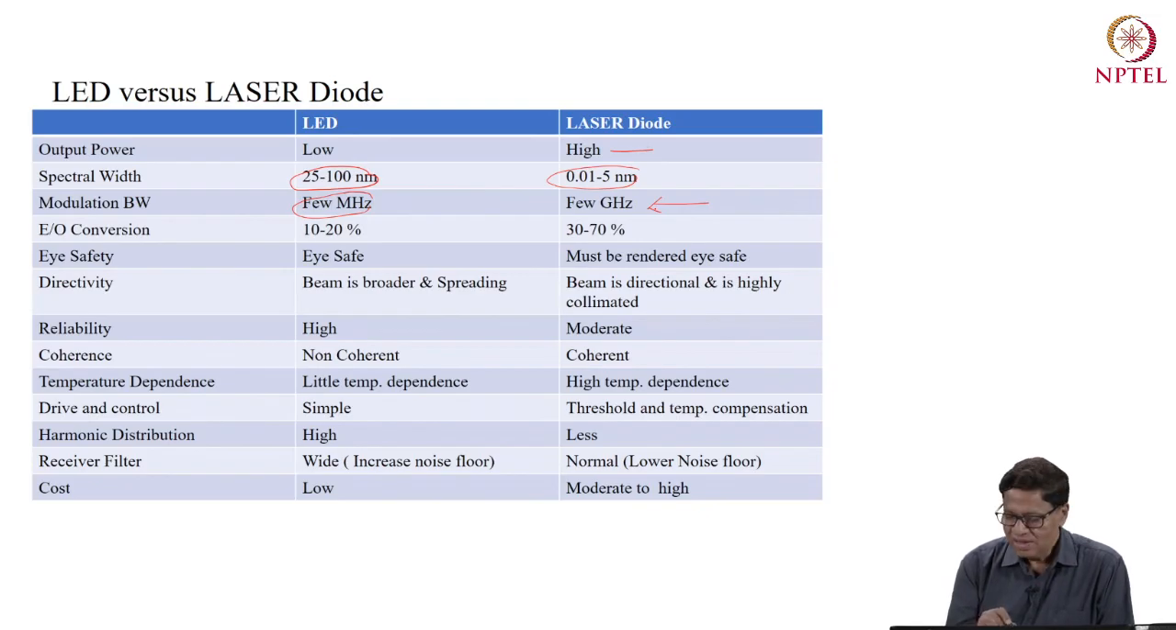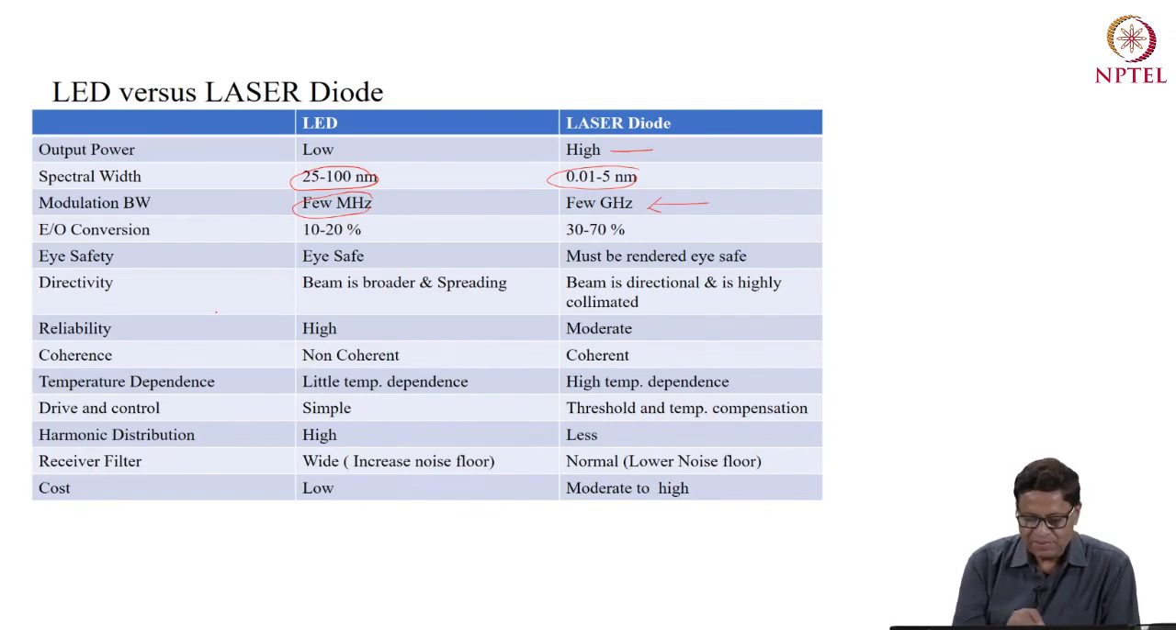As far as eye safety is concerned, an LED is eye safe because its power output is not very high, and a laser diode should be made eye safe because if the power is high, then it might damage the eye. So depending upon the exposure time, the wavelength and the power, some eye safety levels are defined. So the laser power, if you are operating in an environment where human beings are present, has to be controlled, and it has to be within those safety limits. So it must be rendered eye safe.